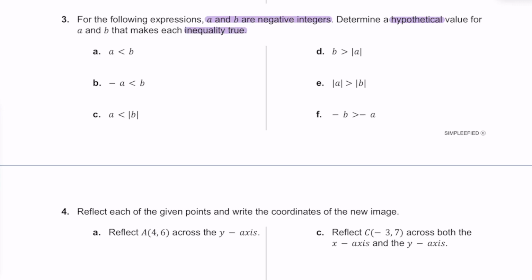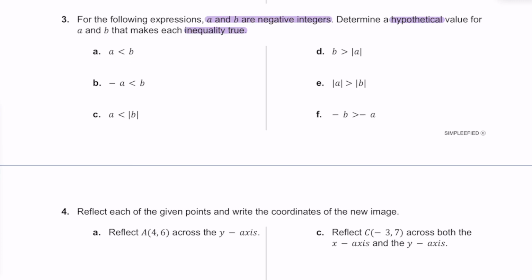So we could have definitely different answers to these problems, so make sure that you're thinking about what you would put for these, because these are just hypothetical. There's more than one right answer, potentially, for most of these. All right, so for a here, a has to be less than b.